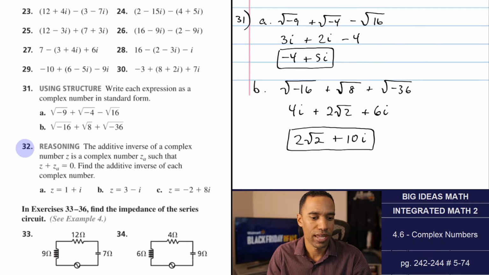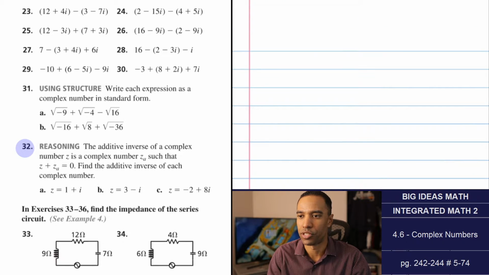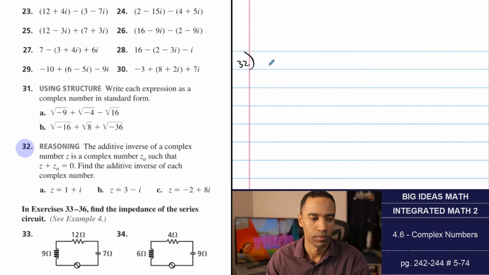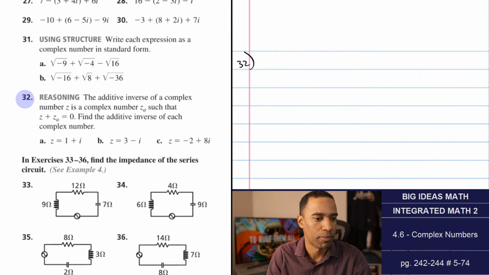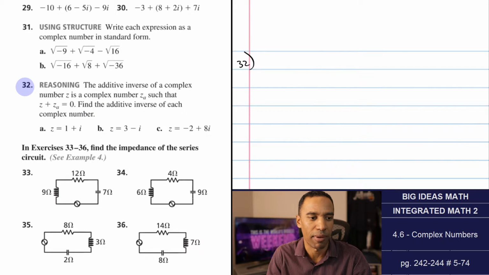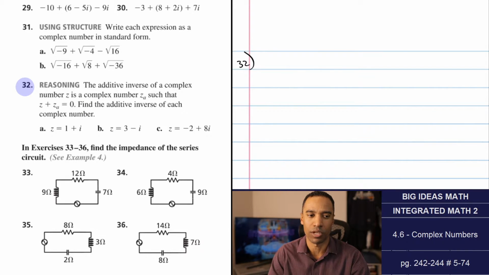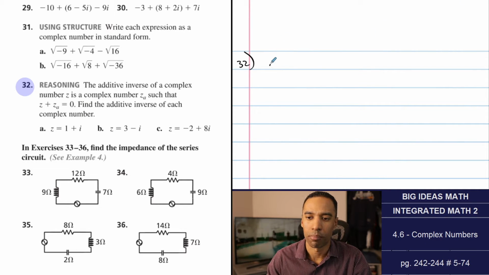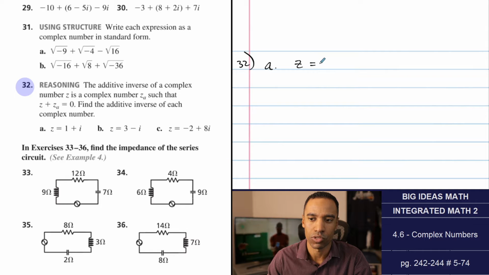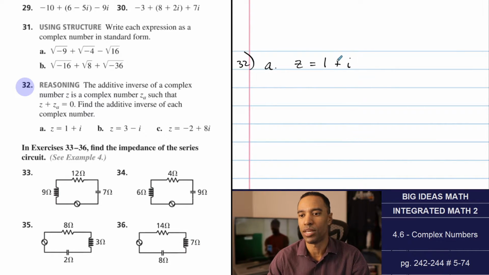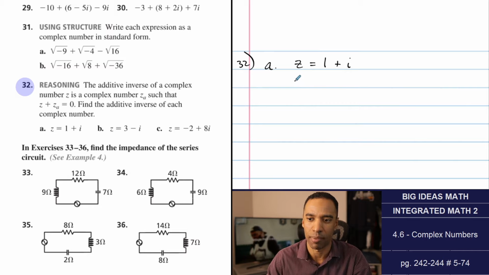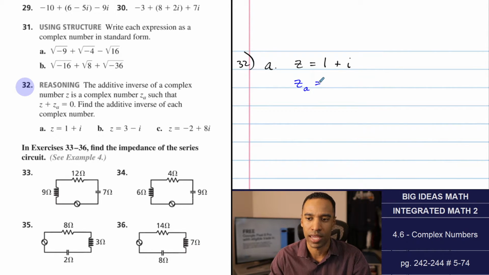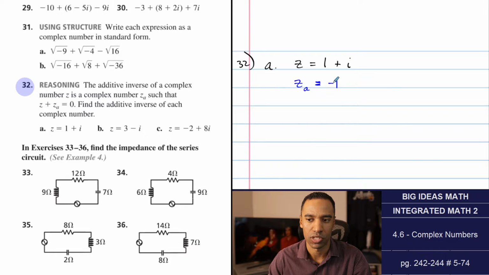All right, number 32. Let's keep moving forward. The additive inverse of a complex number z is a complex number z sub a, such that z plus z sub a equals 0. Find the additive inverse of each complex number. So on part A, we have z equals 1 plus i. We need to write some z sub a where we have the additive inverse of these. There's a real part that has an additive inverse. The additive inverse of 1 is negative 1, because 1 plus negative 1 is 0.